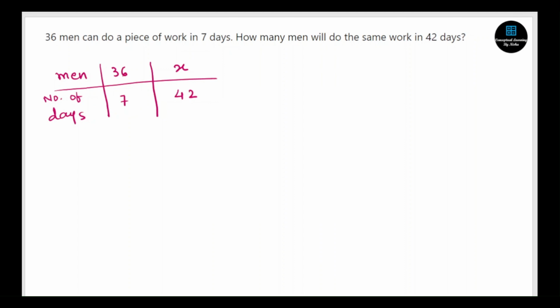So here when the number of men increases, the number of days decreases, or vice versa, right? So it is nothing but inverse proportionality. So what I can say, number of men is inversely proportional to number of days, correct? So we can say that here xy equals constant.